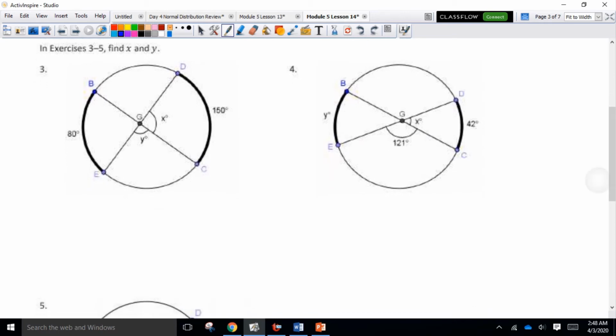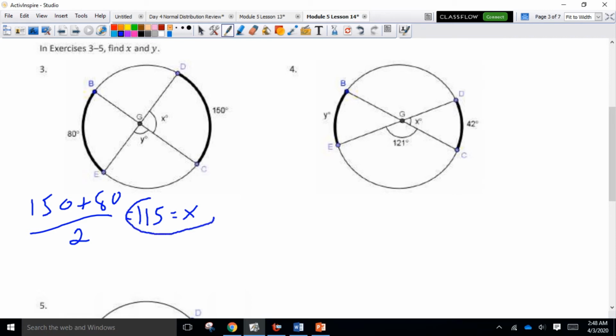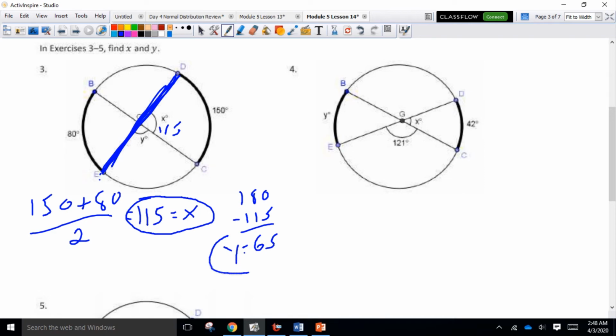All right, find x and y. So let's find x first, and then we can find y. So x is just 150 plus 80 divided by 2. And that is 115. So that's x. So x is 115. X and y make 180. So 180 minus 115 is 65. So then y is 65.